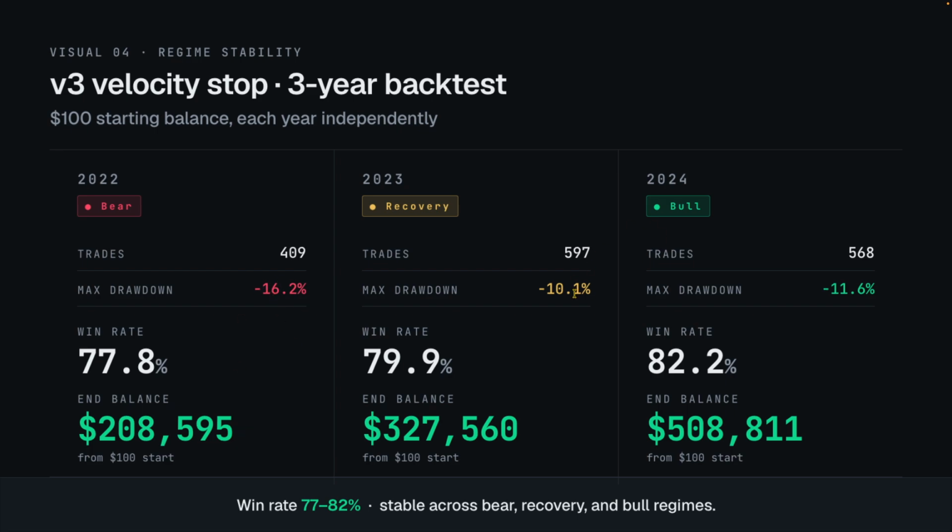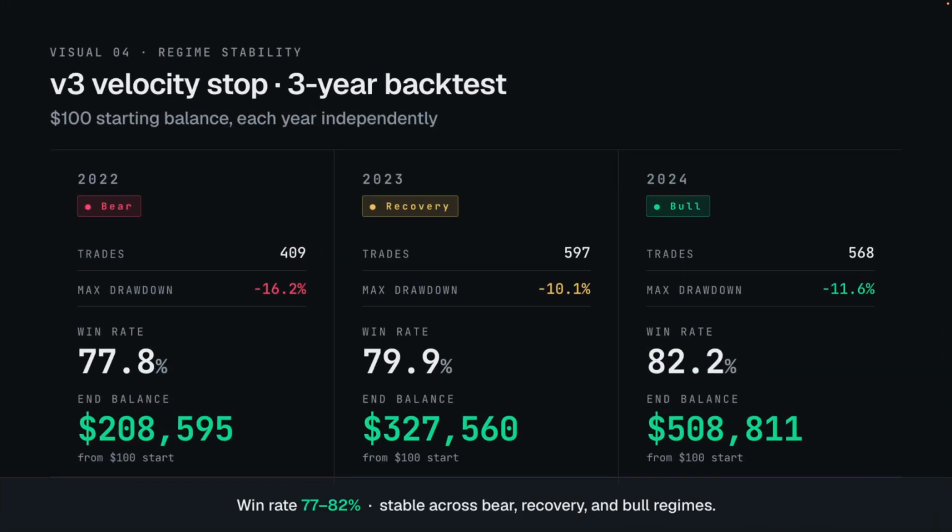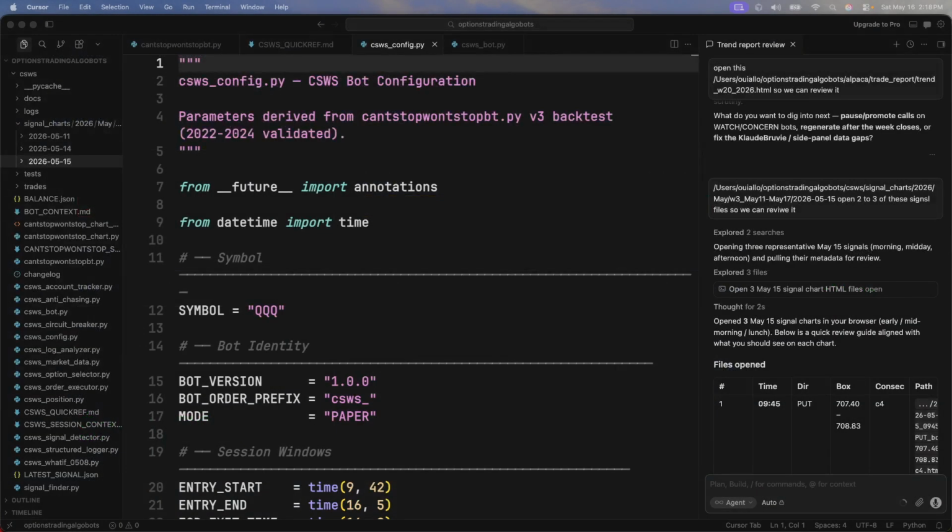At one point in time, the strategy lost $10, right? But it was able to rally, excuse me, to 327,000. And then 11% then rally to 508,000, right? So you can see here we're holding strong above 72% across the years for this particular strategy. So let's go look at the code real quick, brother, before we actually run the back test.